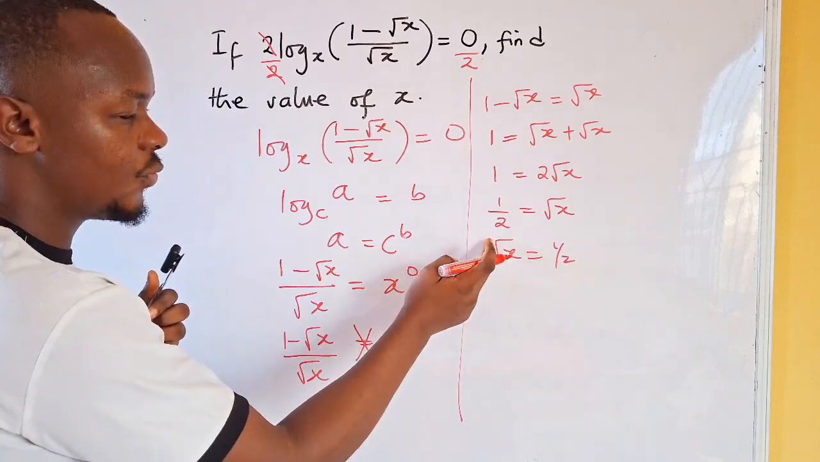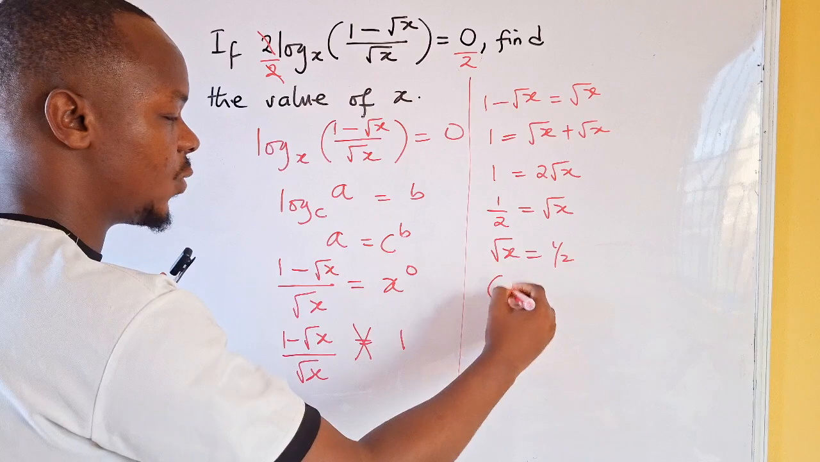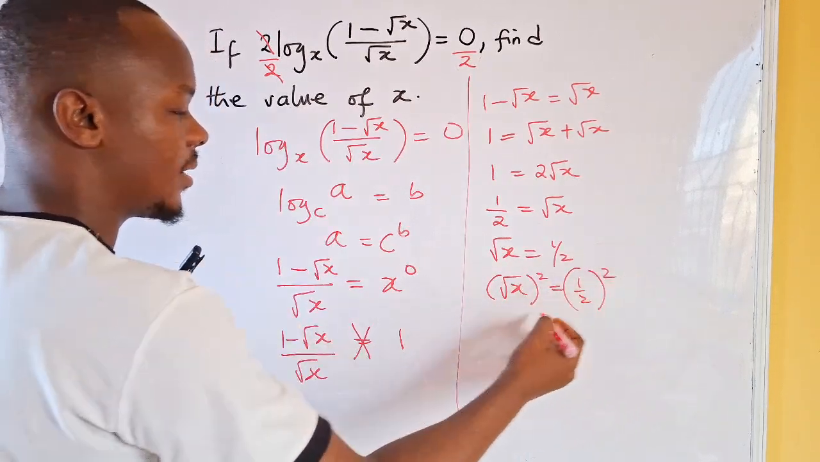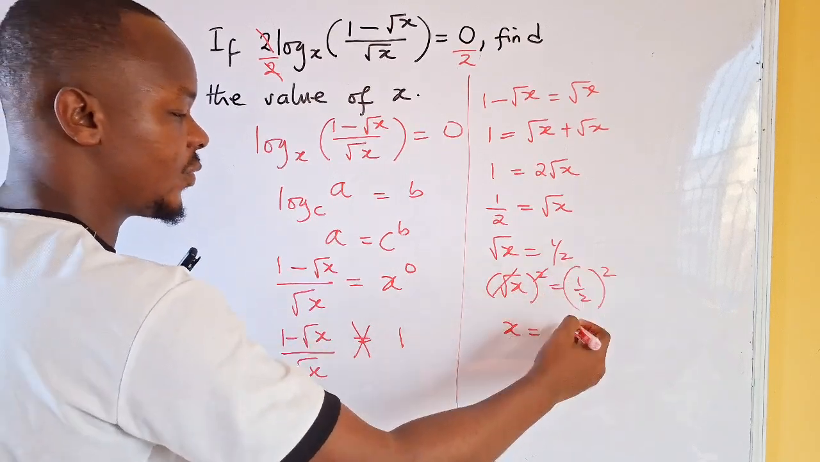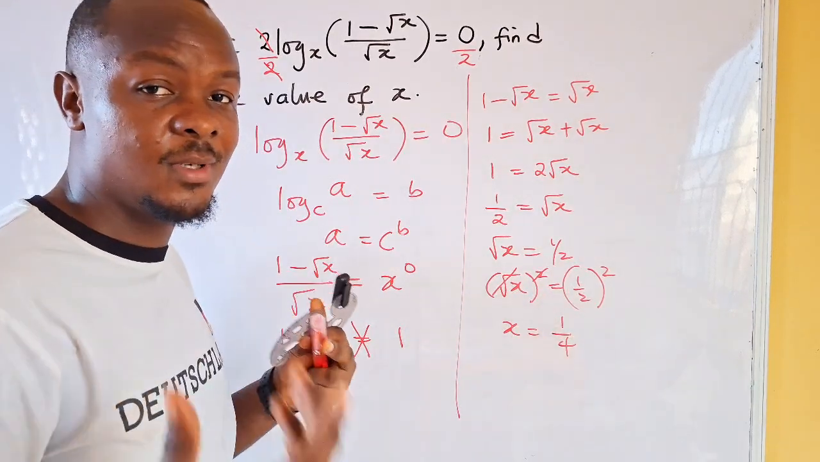Now we need to get rid of this root because we're trying to look for x. To get rid of the root, we'll square both sides. The square here cancels the square root, while 1 squared is 1 and 2 squared is 4. So the value of x is 1 over 4.